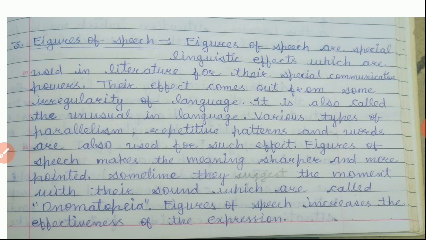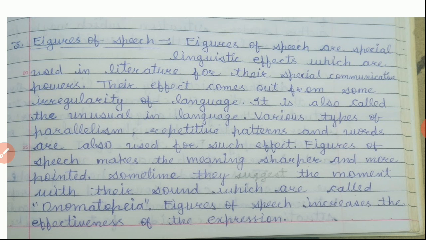The effect comes out from some irregularity of language. Irregularity of language means that the use of the word is not for the ordinary sense. It gives a special turn, we can say, a special movement, amazing the reader, startling the reader for the purpose. So, it is irregularity of language. It is also called the unusual in language. Figures of speech are also called the unusual.